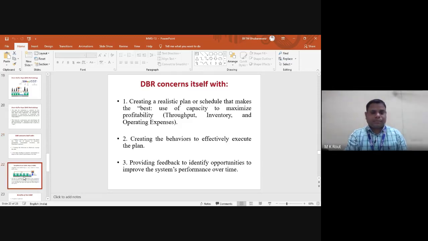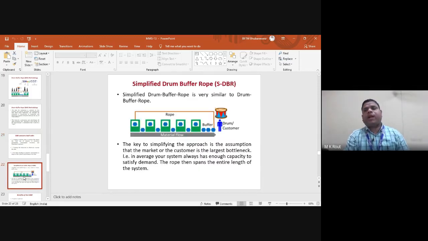The next part is the simplified drum buffer rope concept. In case of simplified drum buffer rope, it's very much similar to drum buffer rope. But the key point in simplified drum buffer rope is simplifying the approach with the assumption that the market or customer is the largest bottleneck. That is, on average, your system always has enough capacity to satisfy demand. The rope then spans the entire length of the system.